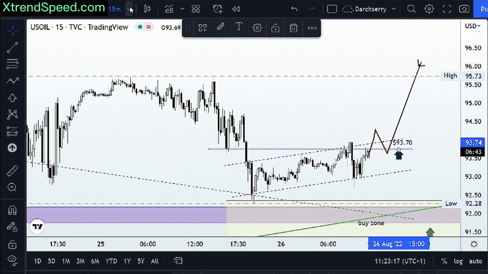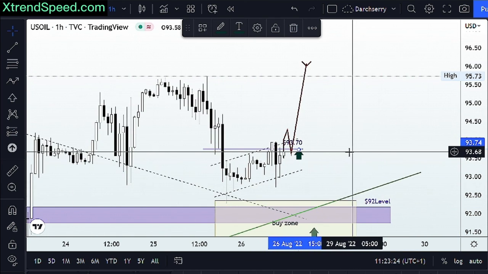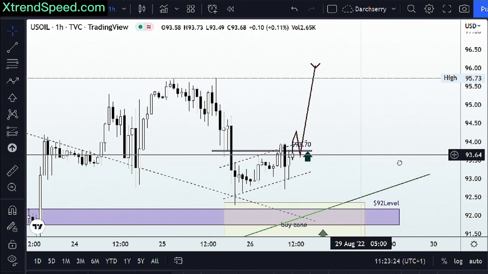So this is the scenario we want to be looking forward to on the US oil today. So let's get ourselves prepared and be on standby to take advantage of that move. That is for those who are not in this trade yet.